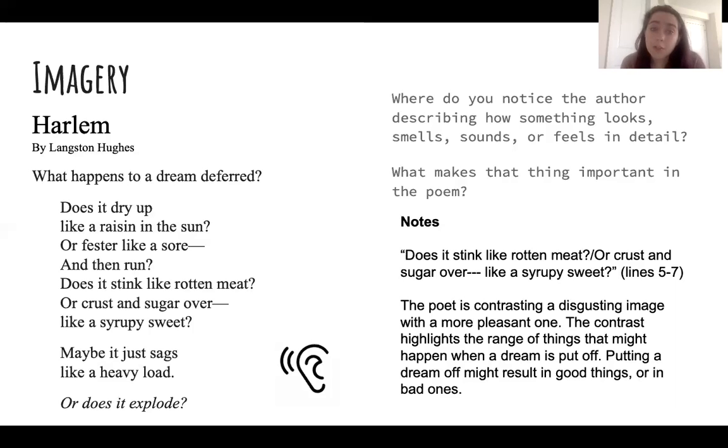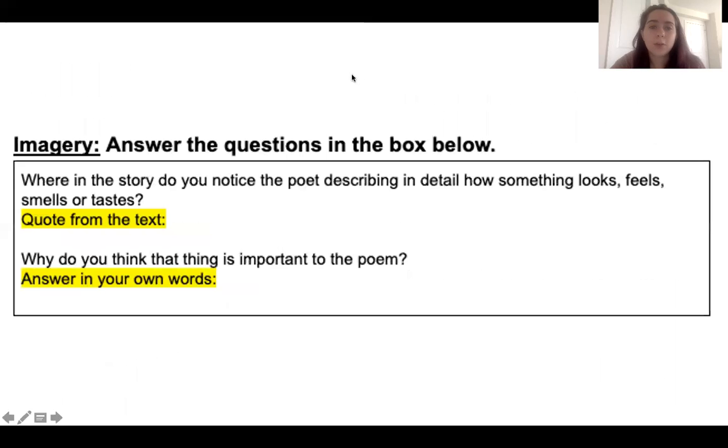Now that you've seen me do this for Harlem, when I say go, you're going to try this on your own for Still I Rise by Maya Angelou. On the next slide, you're going to see exactly where you should be in your digital worksheet. You're answering these 2 questions for Still I Rise, just like I did for Harlem. If you're having a hard time when you're trying to do this work, please just stop where you are, call me or text me so I can help you through it. All right, this is where you should be in your digital worksheet. Go, pause the video, come back when you finish this imagery section.